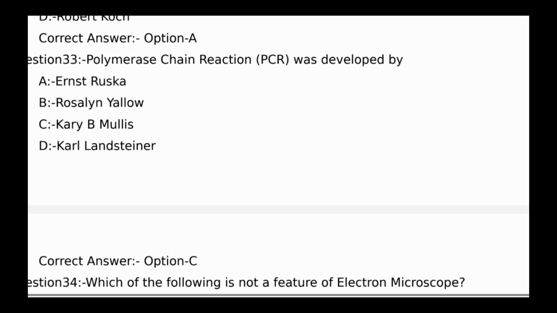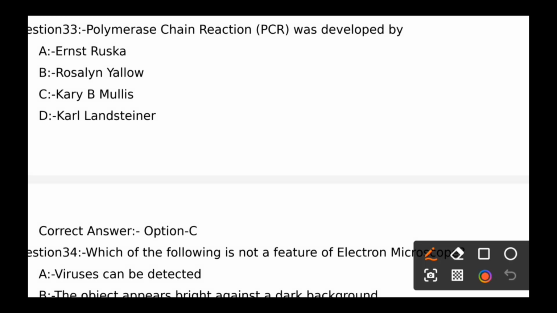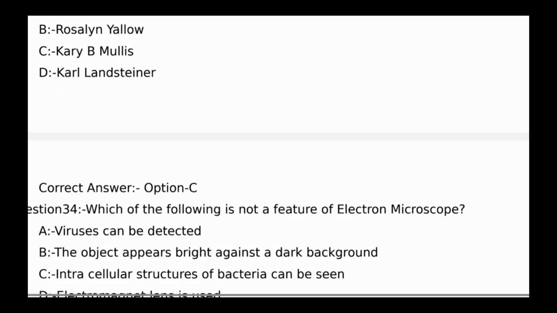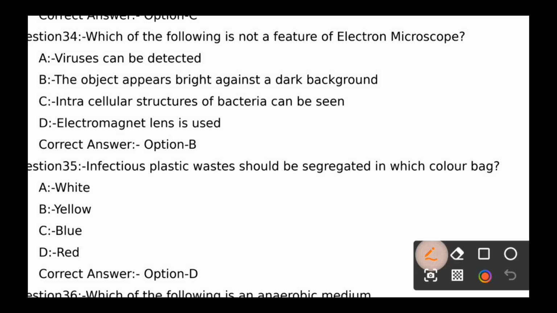Next question. Polymerase chain reaction or PCR was developed by option A Ernest Ruska, option B Rosalind Yalow, option C Kary B. Mullis, option D Karl Landsteiner. The right answer is option C Kary B. Mullis. PCR was developed by Kary B. Mullis.